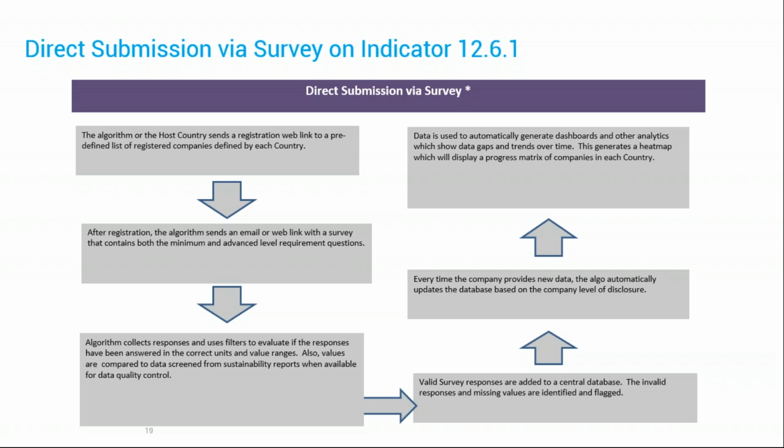And this link contains an automated survey, which is going to collect information on the minimum and advanced requirements, and it's going to assess various features of the responses, which includes degree of completion, in order to evaluate if they're valid responses, and thus upload it to a database which aggregates the content so it can be analyzed to determine data gaps and trends over time. And now we can go to the next slide.